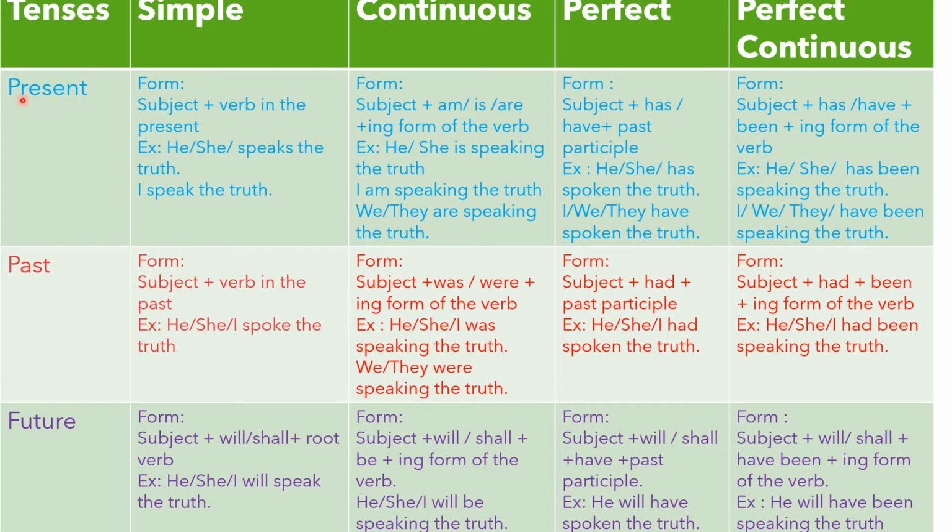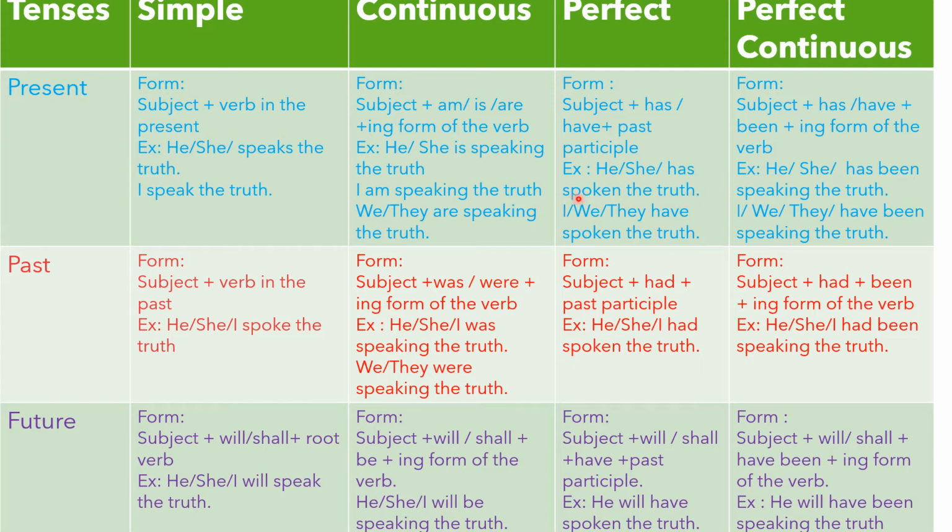The third classification, present perfect. What is the form of the present perfect? Subject followed by has or have and the past participle. The example, he is the subject, she is the subject. So he has spoken the truth.